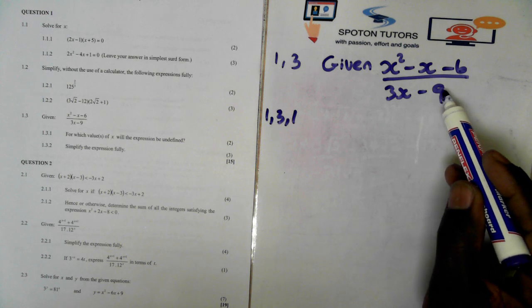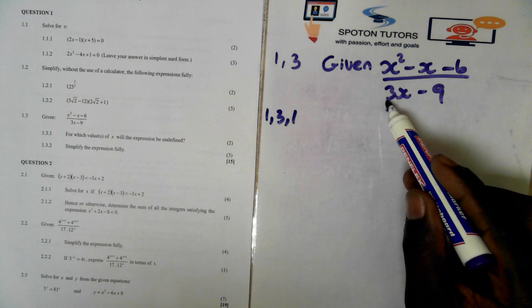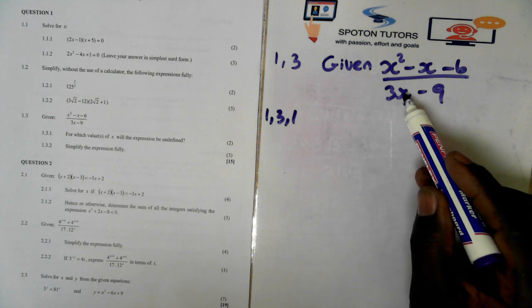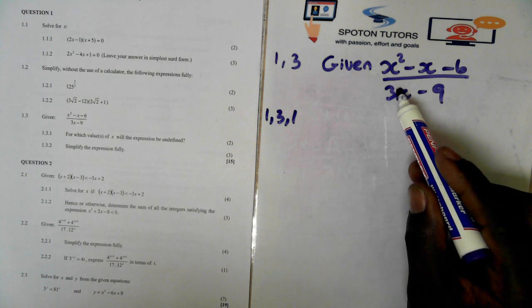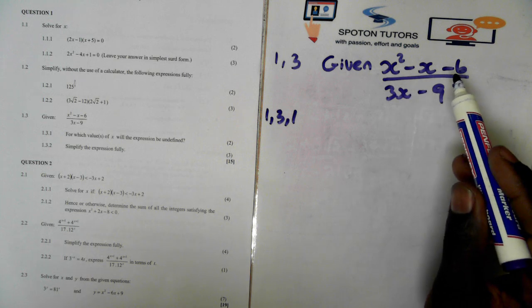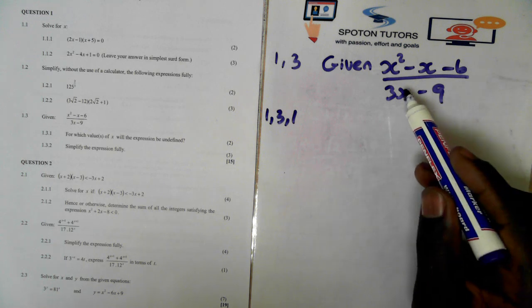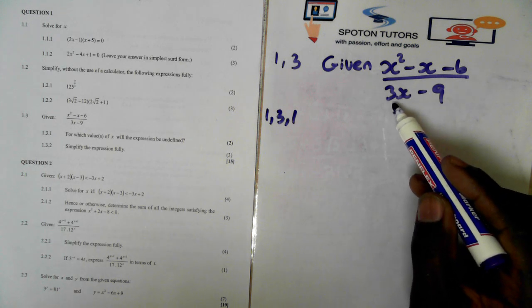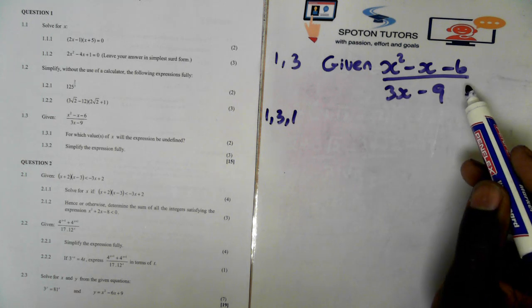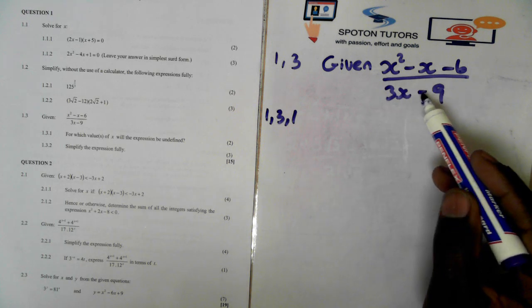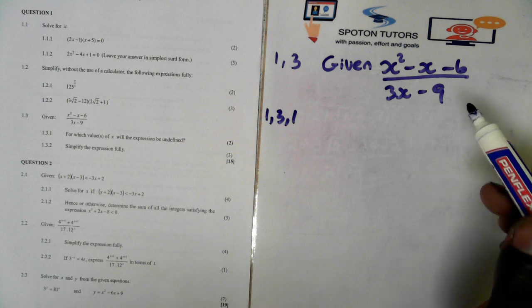The sign of this term, which is 9, is negative. So we need to get this to be positive 9. How do we do that? What number will affect 3 to make it 9? Through multiplication, 3 times 3. So x must be equal to 3. 3 times 3, 9. So 9 minus 9, 0. Once we get a 0 here as a denominator, it means that this expression is undefined.